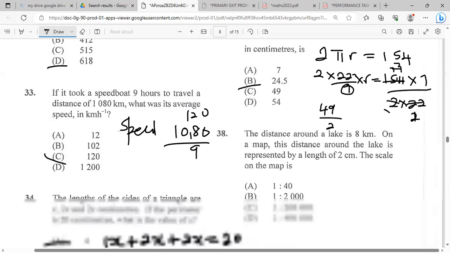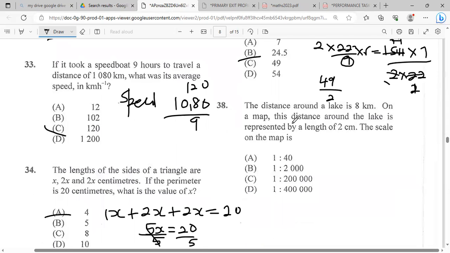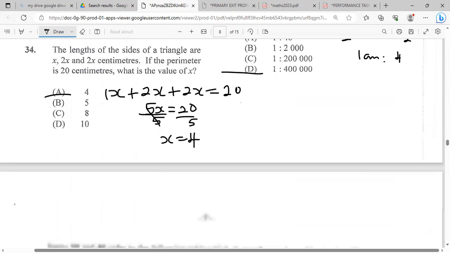38 says the distance around a lake is 8 kilometers. On a map, the distance around the lake is represented by 2 centimeters. So if it's 2 centimeters, that means 1 centimeter is going to be 8 kilometers divided by 2. So it's 1 centimeter to 4, right? So that means it's D. So the scale would be 1 to 400.